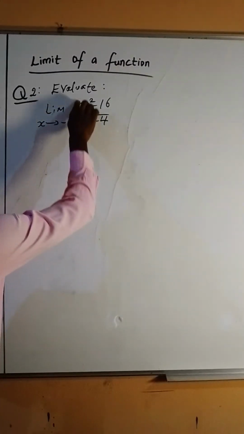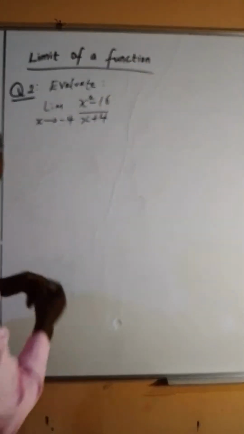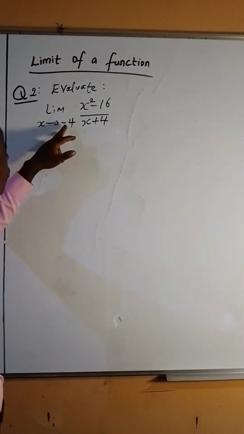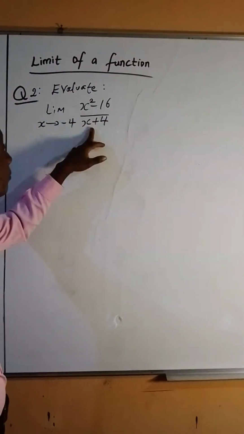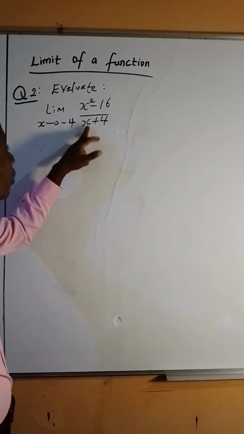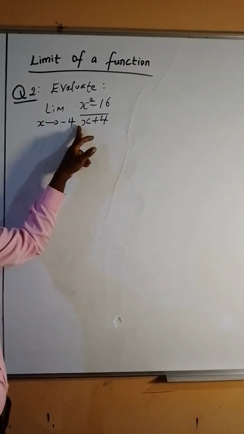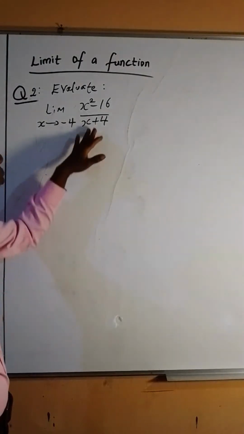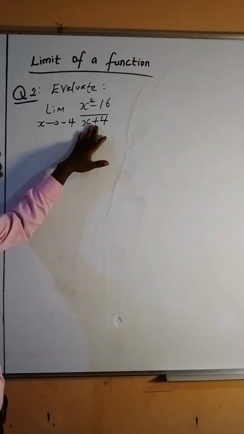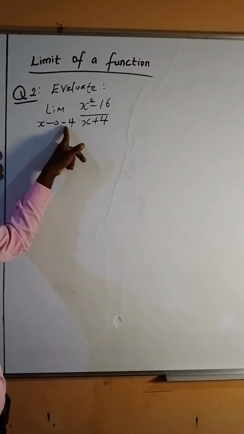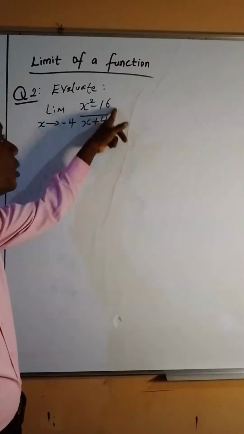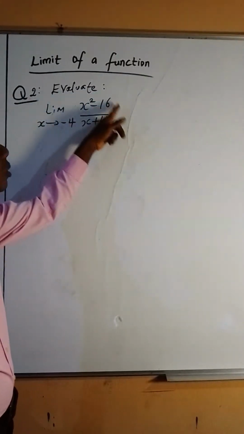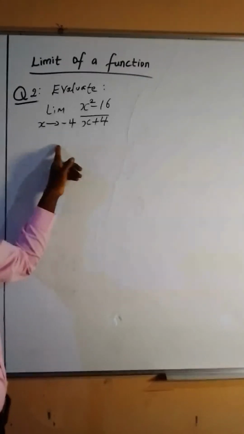X approaches minus 4. Now, we are having some challenges here. You will notice that if you substitute minus 4 directly here, you are going to have 0 as the denominator, and this is not permitted in the limit of a function. So before substituting this value, we have to make sure we reduce this to the lowest term.